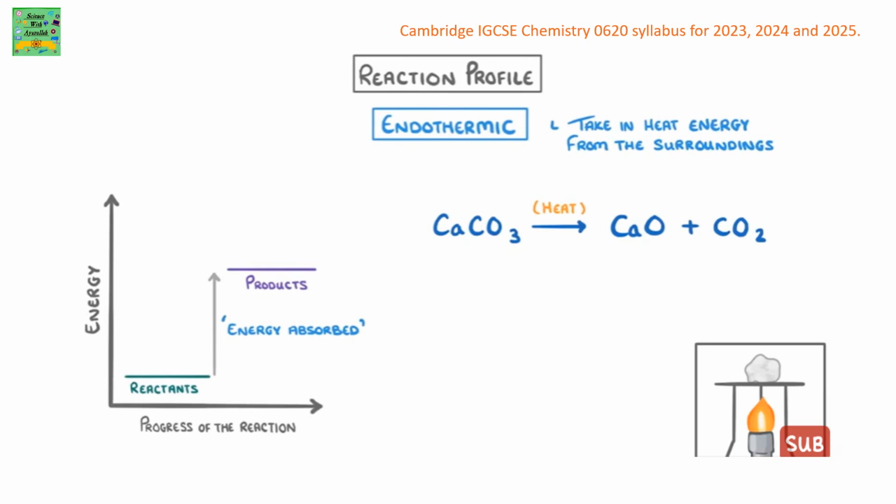For example, calcium carbonate in the presence of heat gives you calcium oxide and carbon dioxide. Here carbon dioxide is the gas.